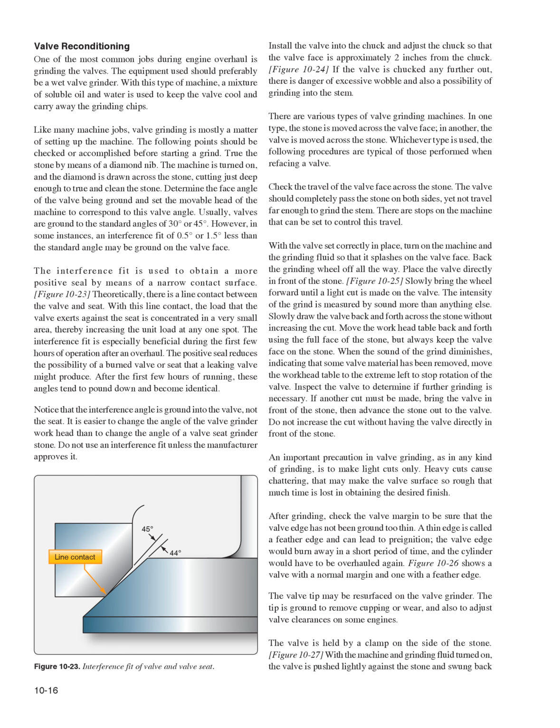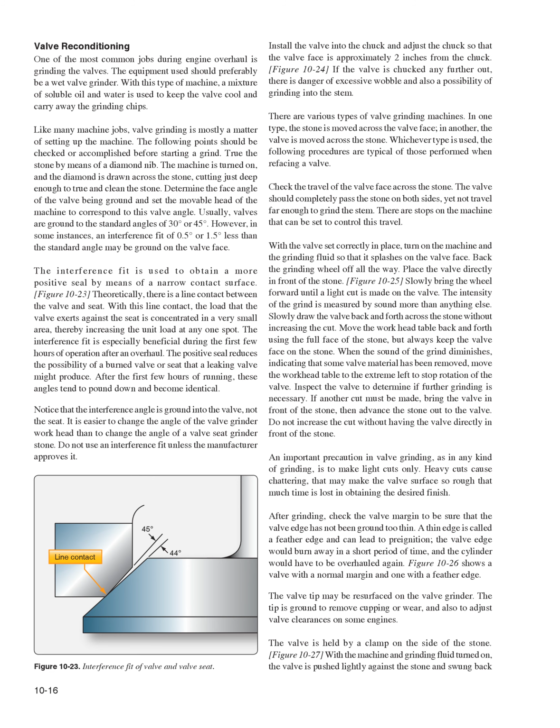The intensity of the grind is measured by sound more than anything else. Slowly draw the valve back and forth across the stone without increasing the cut. Move the workhead table back and forth using the full face of the stone, but always keep the valve face on the stone. When the sound of the grind diminishes, indicating that some valve material has been removed, move the workhead table to the extreme left to stop rotation of the valve. Inspect the valve to determine if further grinding is necessary.